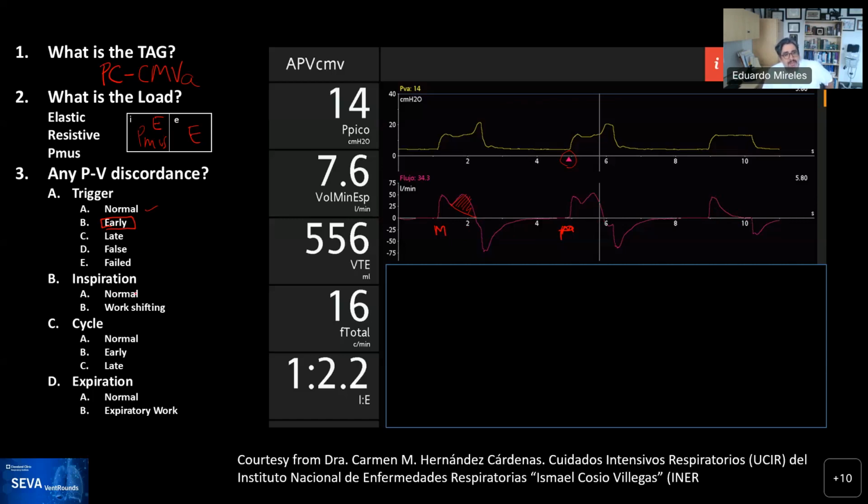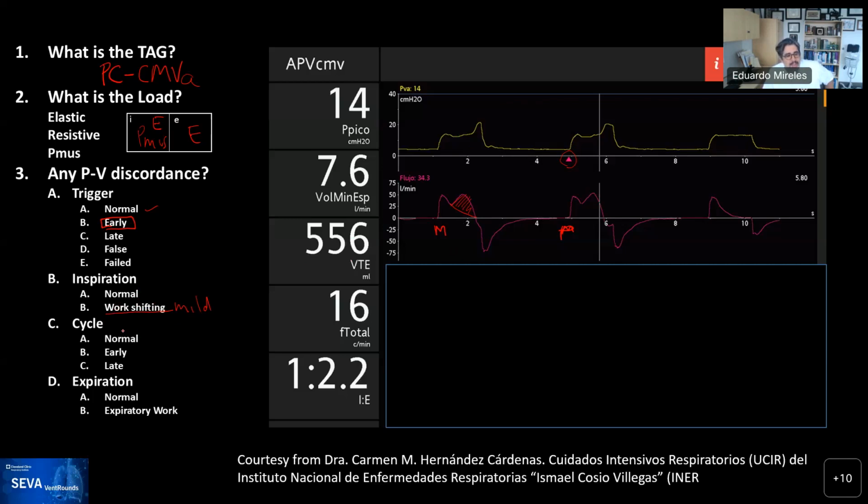And then in terms of inspiration, I saw that many of you put or talked a little bit about work shifting. And yes, whenever there's Pmus in pressure control, there's going to be some work shifting, but it's there, but it's probably not clinically relevant. So if you put work shifting and it's mild, that would be appropriate, or moderate. It's hard to quantify. Actually, this is an area that needs to be developed further, into how to quantify the amount of work that a patient does.